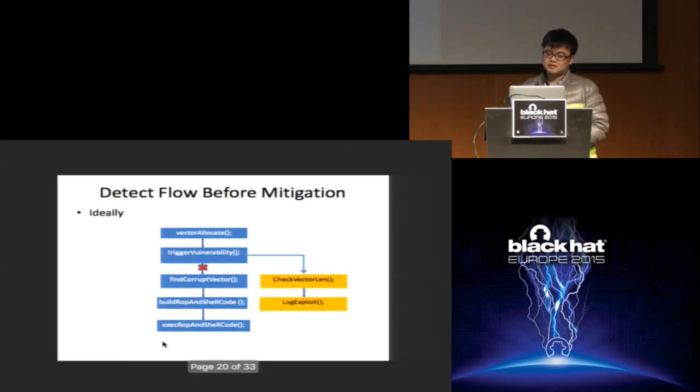So based on this exploit flow, I can deduce this ideal detection flow. Ideally, after the vulnerability has been triggered, we can check the vector object. If there is a huge length vector object, we can see that it is an exploit and log it. So I need a chance or a checkpoint to check the vector length.